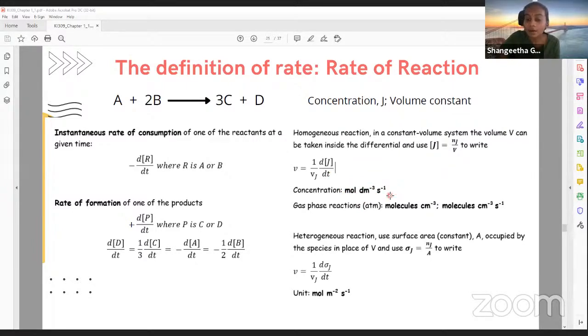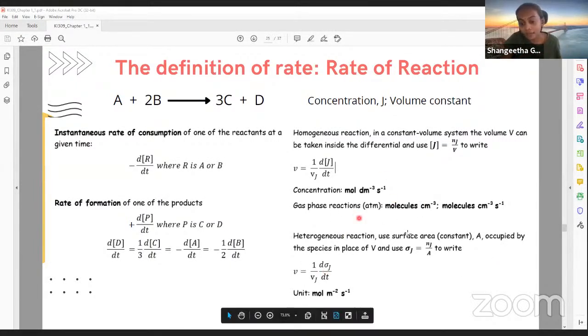Now you can also use this, and if you multiply by the Avogadro number and change dm cubed to cm cubed, you can also do this. You can always change the units, depending on your question. If your question is asking for mole per dm cubed, then you have to answer in mole per dm cubed. But if your question is asking for molecules, then you have to multiply by the Avogadro number. So that is for homogeneous reaction.